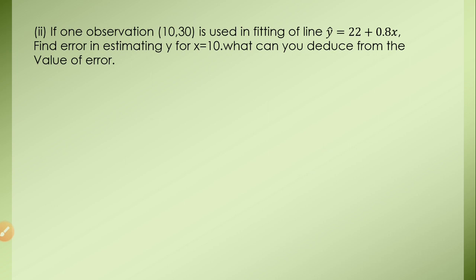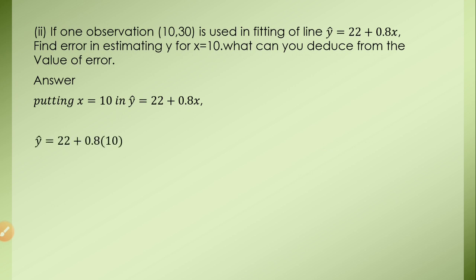Second part of 18. If one observation (10, 30) is used in fitting of the line y cap is equal to 22 plus 0.8x, find the error in estimating y for x equal to 10. What can you deduce from the value? So what we'll do, we'll put x equal to 10 in the y cap formula. So 22 plus 0.8 into 10, it's 8. 22 plus 8 is 30.